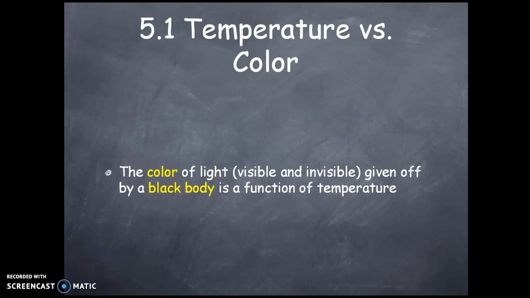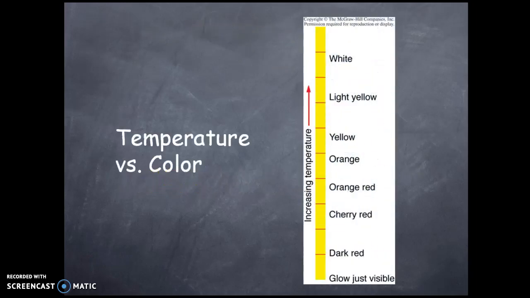The color of light, visible and invisible, given off by a black body is a function of temperature. As you can see in this chart right here, these are hotter colors, and these are lower temperature colors. As you go from this side to this side, the temperature of the colors increases.